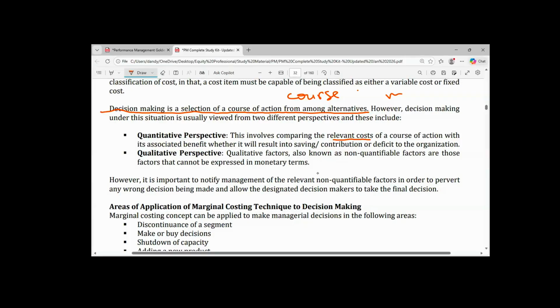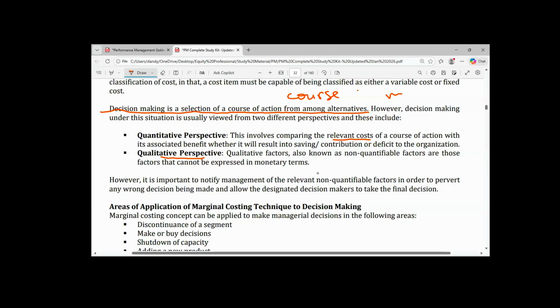All right. Then, what do you mean by qualitative angle or perspectives? The qualitative perspectives, also known as the non-monetary, non-quantifiable aspect of the decision that is to be taken. It represents those factors that cannot be expressed in monetary terms. All right. Any action that you want to take that you cannot express quantitatively, they are the qualitative or non-quantifiable factors.